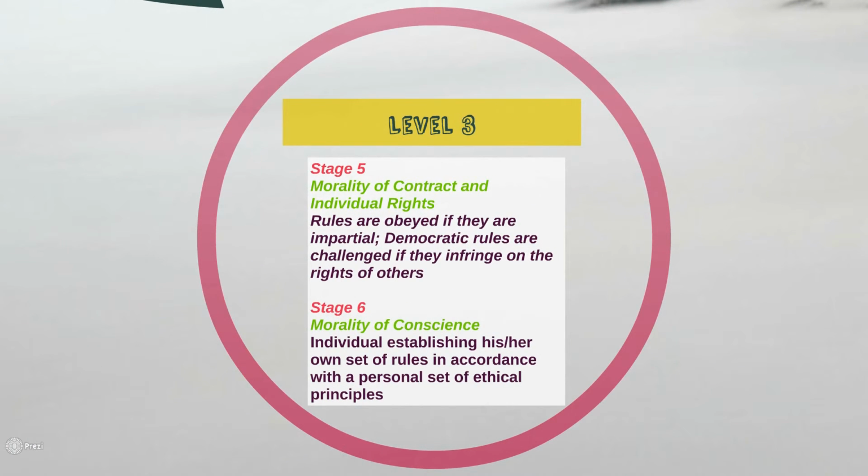Level 3, post-conventional morality. This involves stages 5 and 6. Stage 5, morality of contract and individual rights. This is where rules are obeyed if they are impartial. Democratic rules are challenged if they infringe on the rights of others. Stage 6, morality of conscience. This involves the individual establishing his or her own rules in accordance with a personal set of ethical principles.